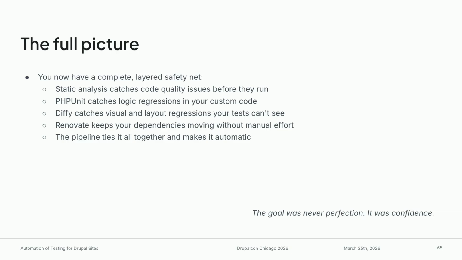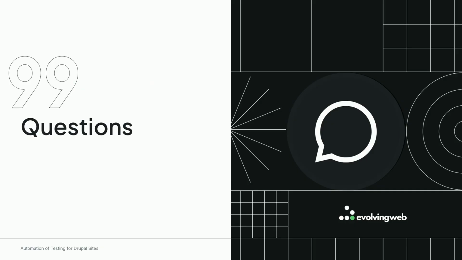From static analysis that catches the code mistakes before the code runs, PHPUnit catching the logic errors in the custom code, Diffy catching the visual regressions, Renovate keeping our dependencies up to date, and the pipeline making it all work together as a whole, we have the full system. So hopefully after today, this all feels less optional and easier to approach. Thank you so much. I don't know if you have any questions.